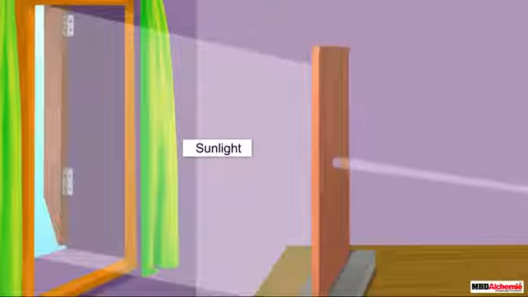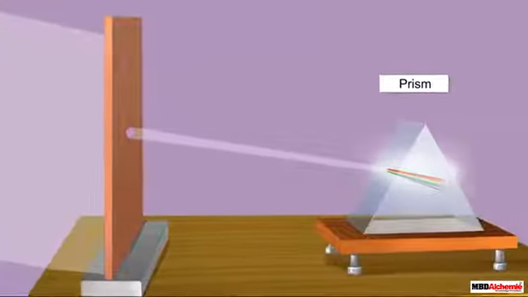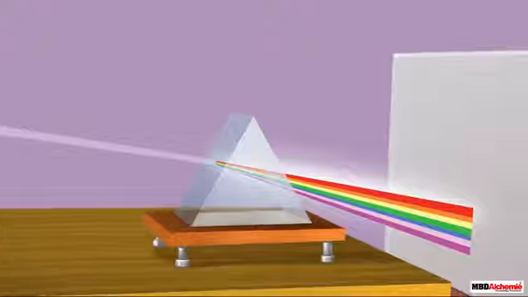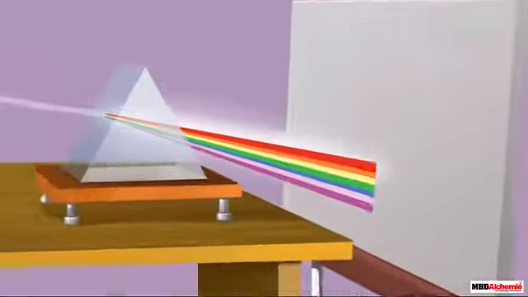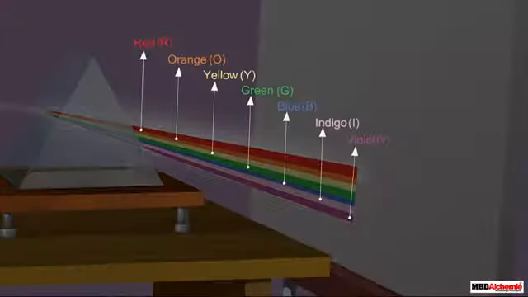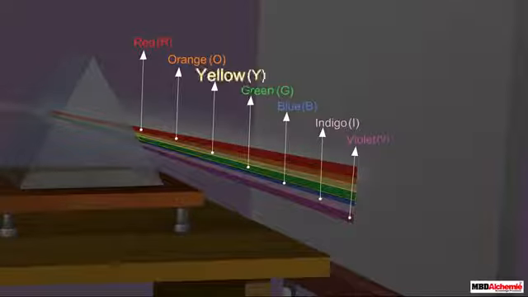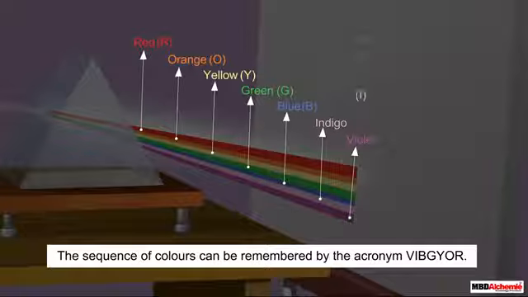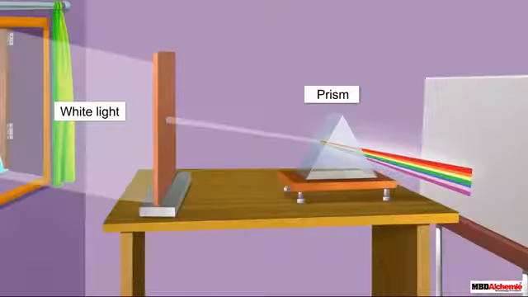As the sunlight passes through the prism, you will observe a beautiful band of colors appearing on the white sheet. If you look at these colors of the band from the bottom, they are in the order violet, indigo, blue, green, yellow, orange and red. This sequence of colors can be remembered by the acronym VIBGYOR. The light coming from the sunlight was white light.